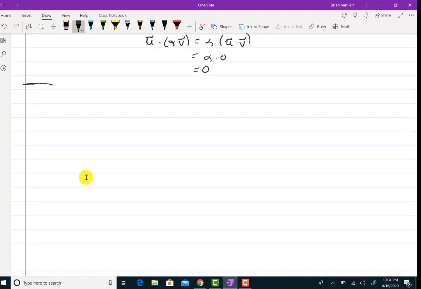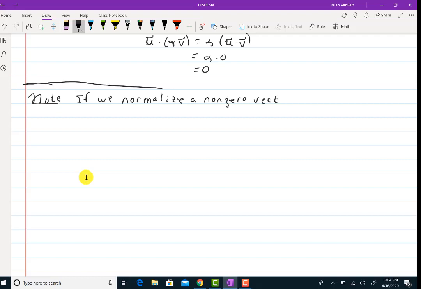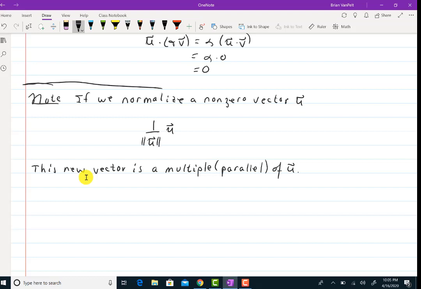Now, one thing you want to note, if we normalize a non-zero vector u, so I'll get this new vector, it is a multiple or parallel of u.